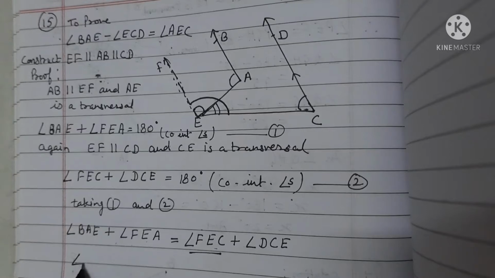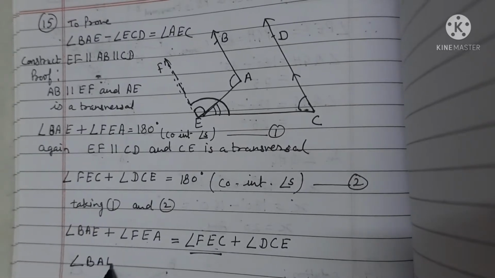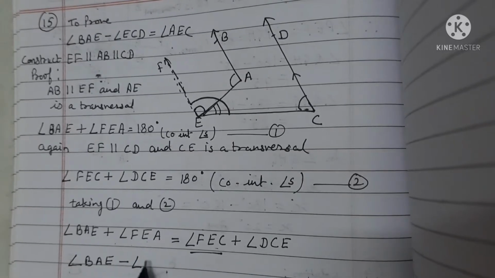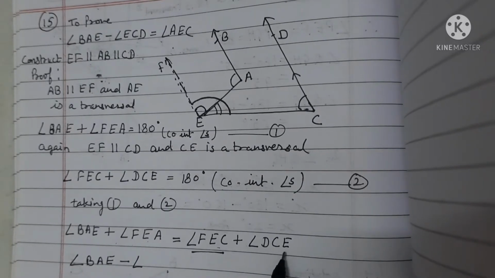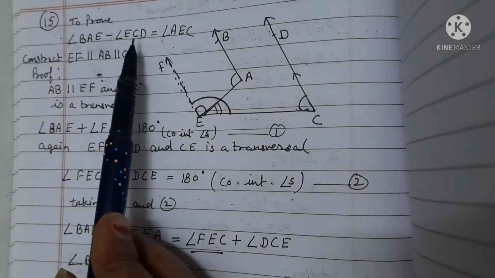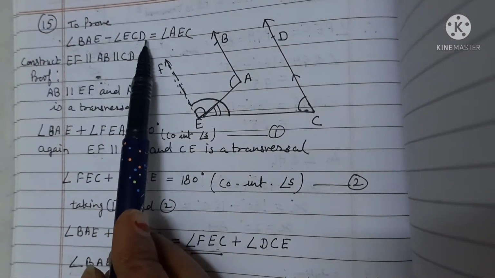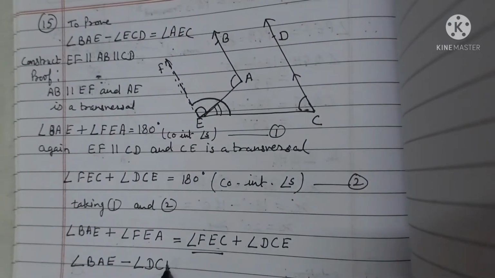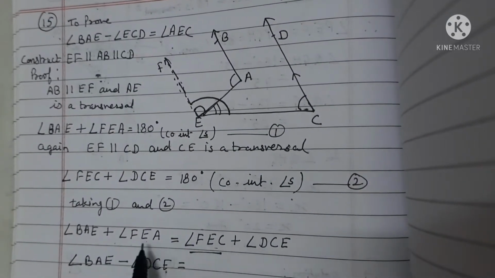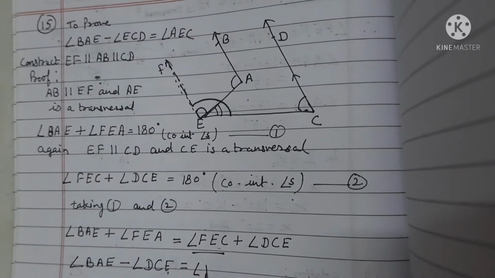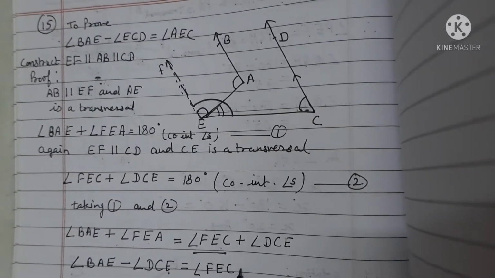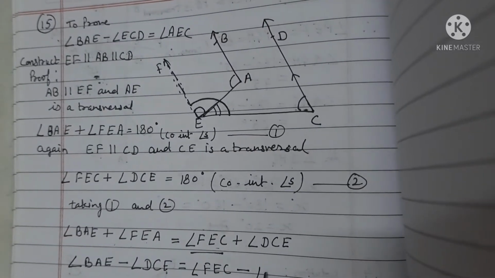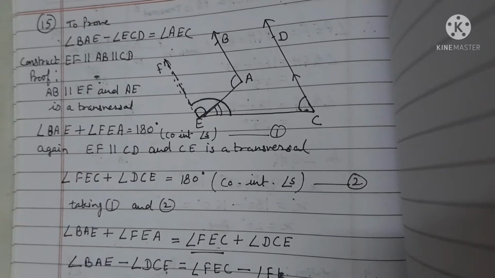Right, next step: angle BAE minus angle DCE. DCE or ECD are the same thing. So write here, DCE is equal to this, as it is, angle FEC minus, shifting this to the right side, angle FEA.